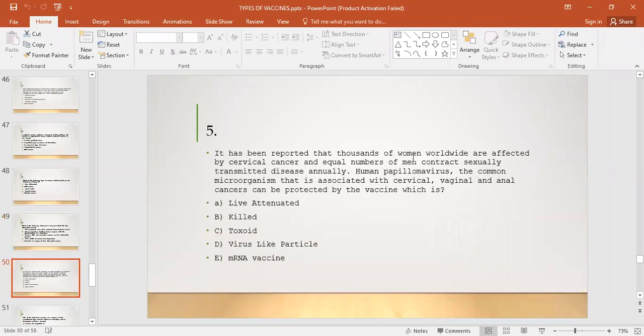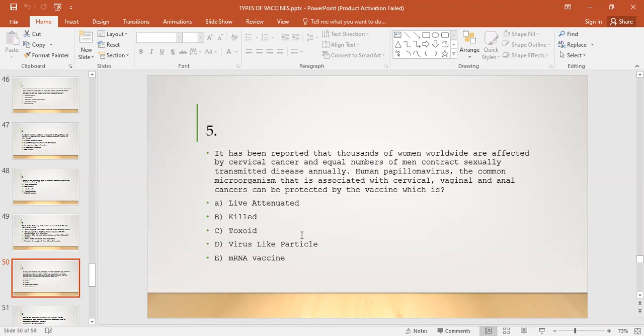It has been reported that thousands of women worldwide are affected by cervical cancer, and an equal number of men contract sexually transmitted disease annually. Human papilloma virus, the common microorganism associated with cervical, vaginal, or anal cancer, can be protected against by the vaccine, which is a type of live attenuated, killed, toxoid, virus-like particle, or messenger RNA vaccine. D is the right answer, virus-like particle.